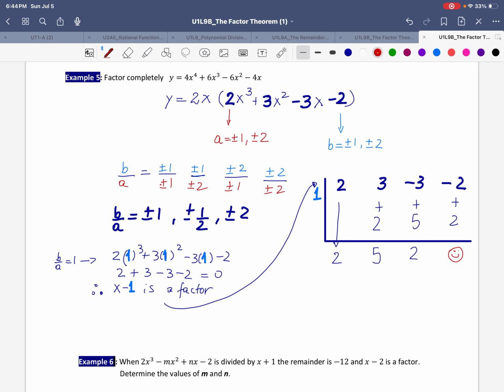As promised, the remainder is 0. So that means the quotient here would be 2x squared plus 5x plus 2. And the factors of this polynomial so far are y equals 2x, which we already got in the first step, x minus 1, and the quotient as well, which is 2x squared plus 5x plus 2.